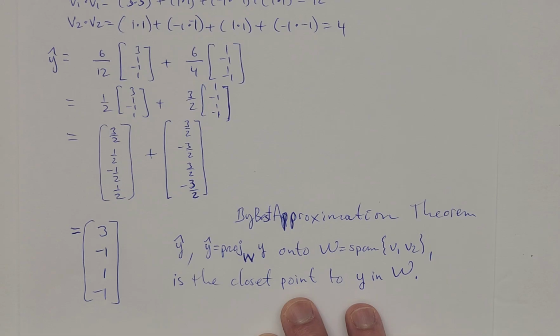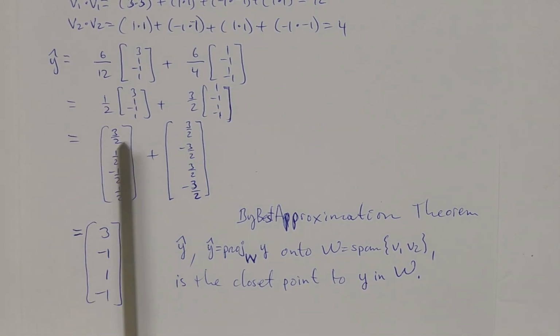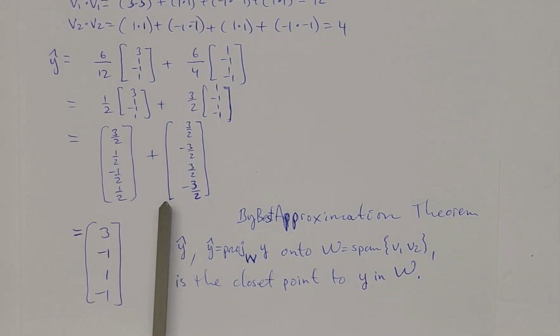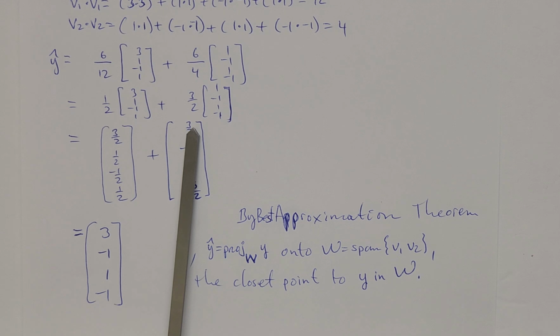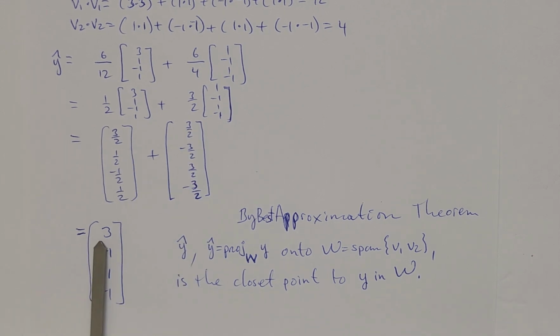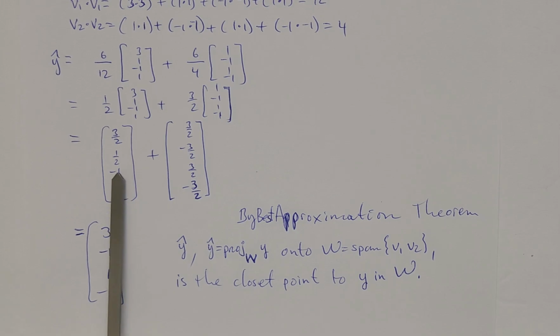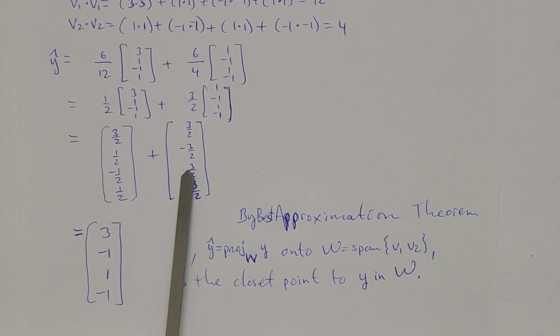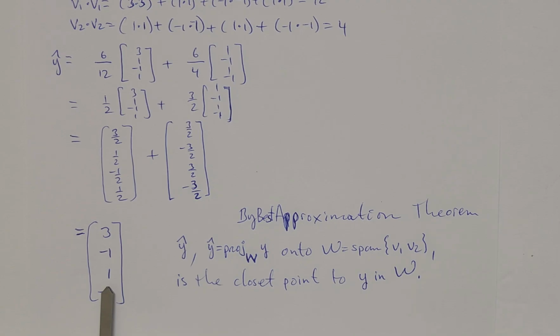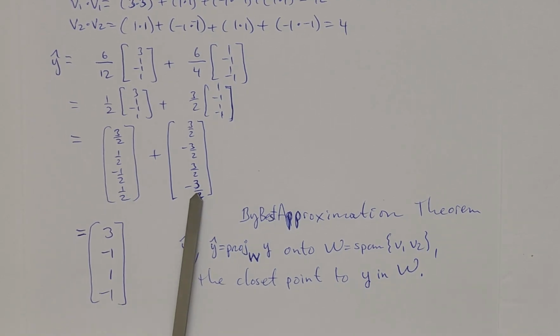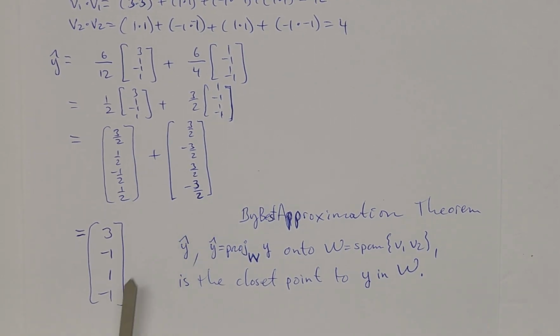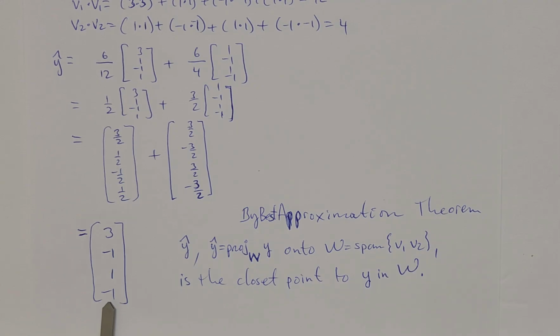After that, just add across, and since the denominators are the same, 3 plus 3 gives me 6, divided by 2 is 3. 1 minus 3 gives me negative 2, divided by 2 gives me negative 1. Negative 1 plus 3 gives me 2, 2 divided by 2 gives me positive 1. 1 minus 3 gives me negative 2, negative 2 divided by 2 gives me negative 1.